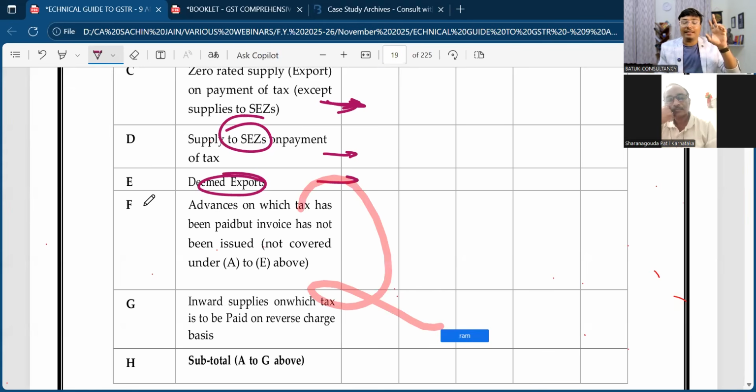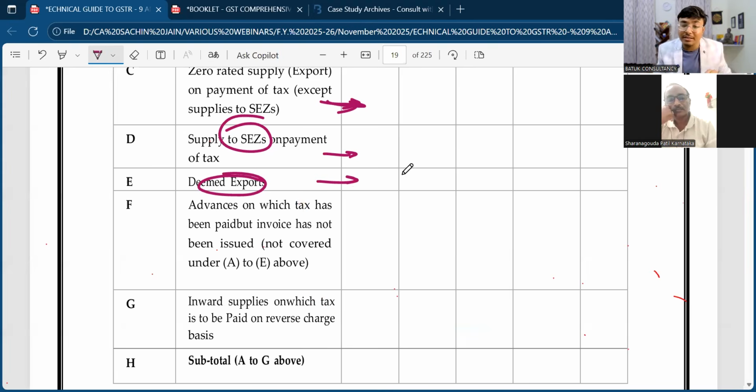Sir, Rajesh sir, when I am saying the books of accounts, that means audited financial statement, because your books of accounts should be in line with your audited financial statement. There should be no difference ideally. Okay.